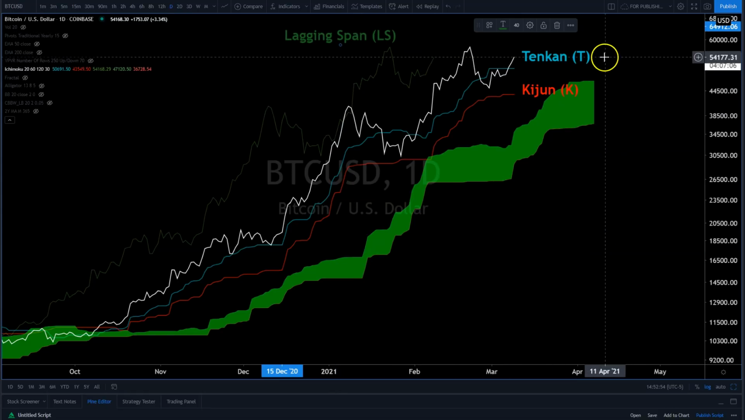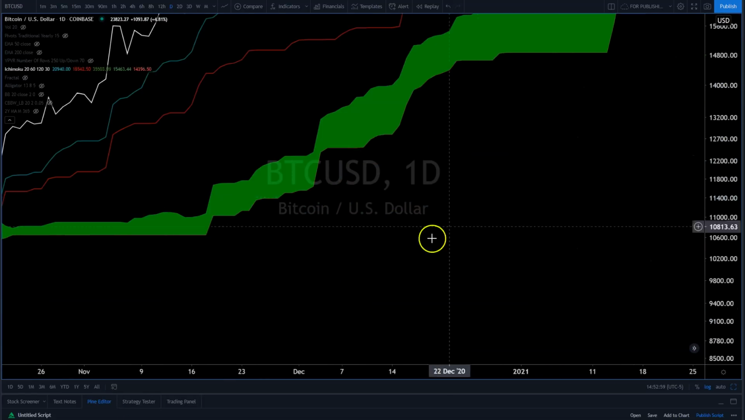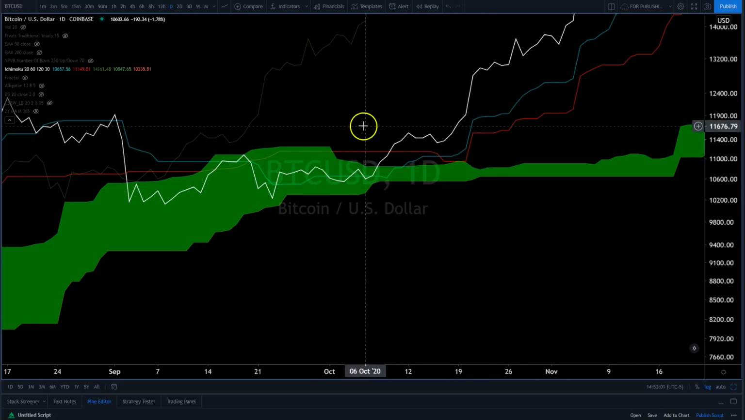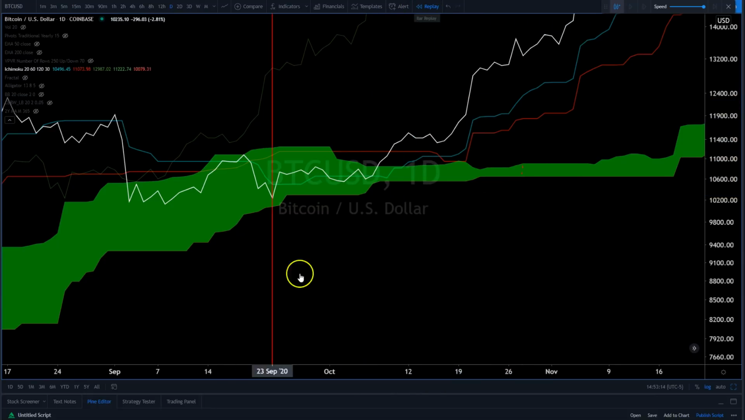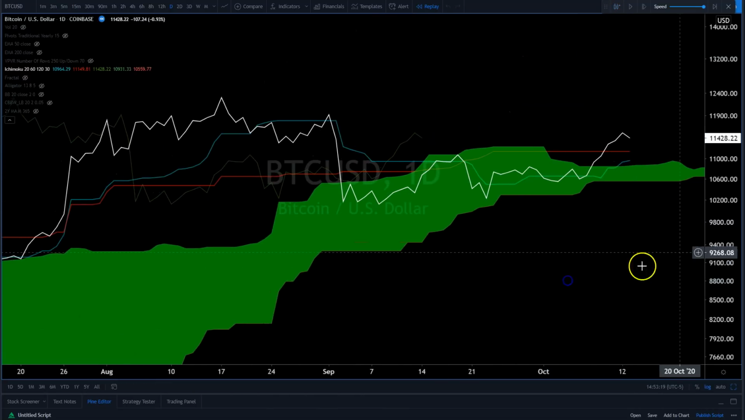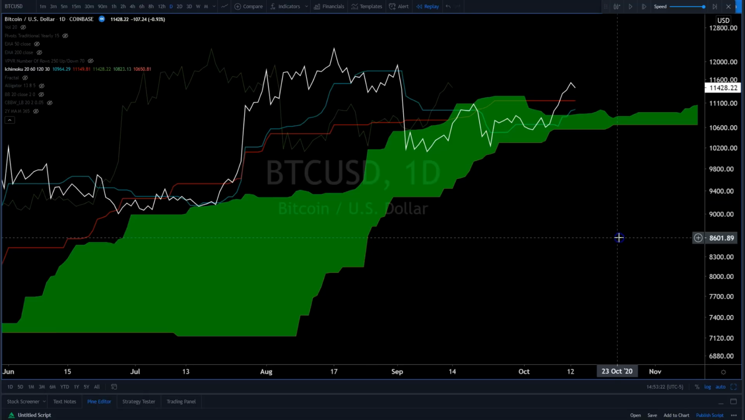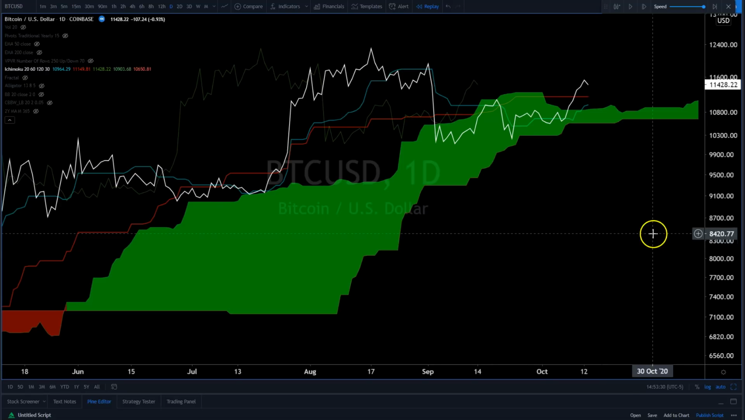So when I'm talking about a TK cross, this is specifically what I'm talking about right here, this specific thing. So if you want to backtest this stuff, you can use the replay button, or if you know PineScript, you can do some backtesting. But if you want to do your own visual backtesting, this is the setup you're looking for when you're looking for the perfect, I'm talking the perfect long entry signal, okay?